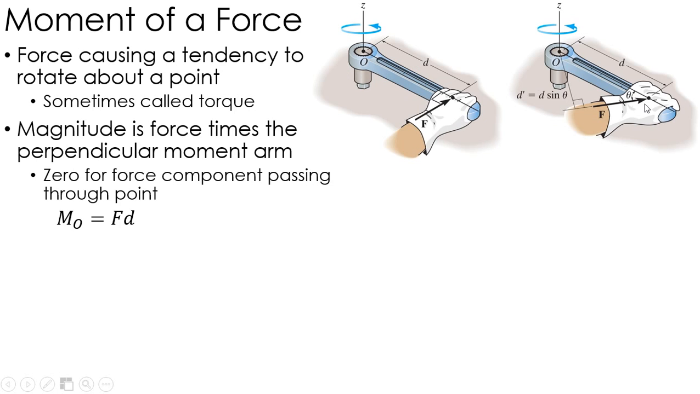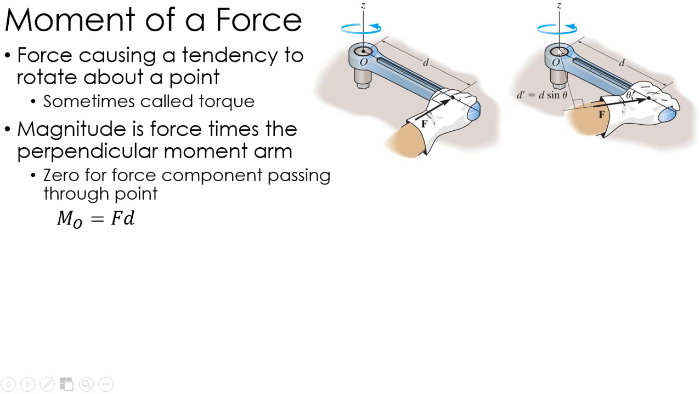Now, if my force for some reason is not perfectly perpendicular to the distance d on this wrench, say it's at an angle of theta, that perpendicular distance is actually d sine theta. Again, this is opposite of the theta, so it's d sine theta. That is what multiplies the force.